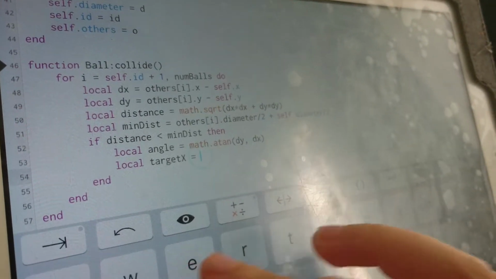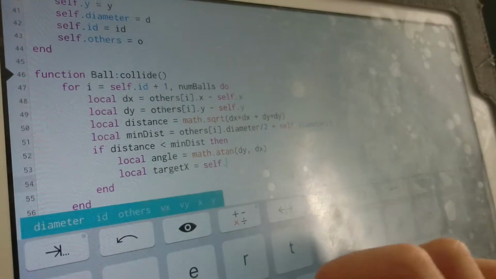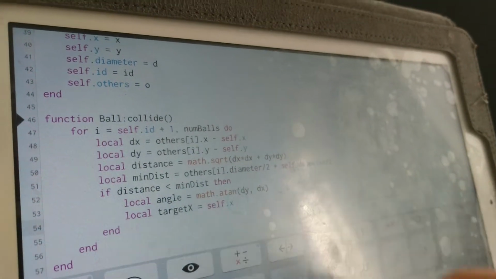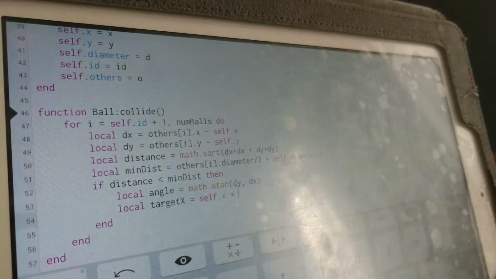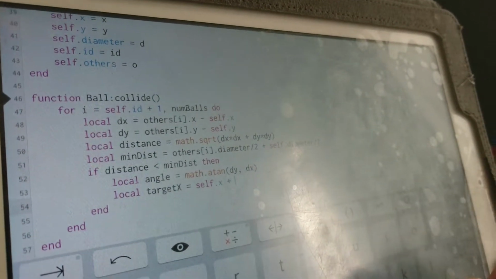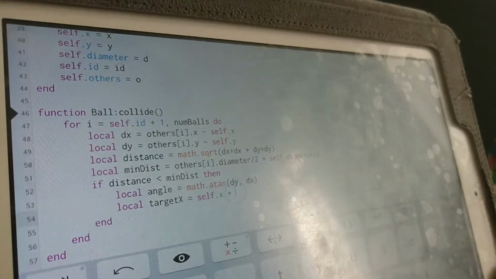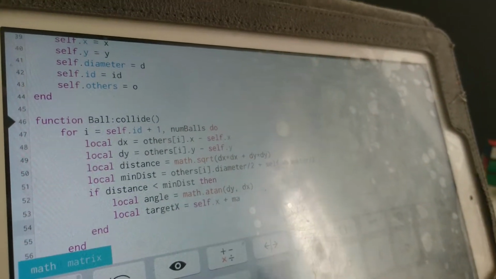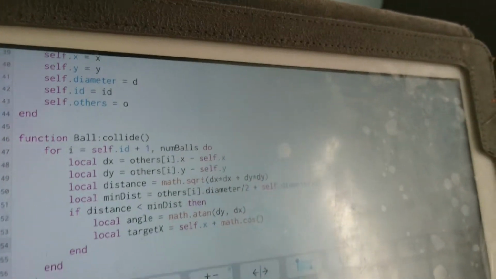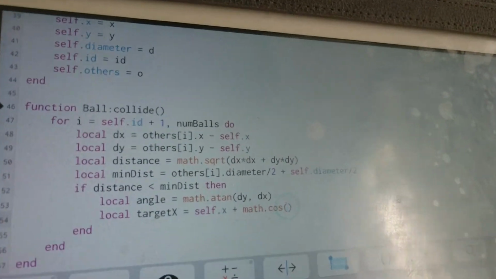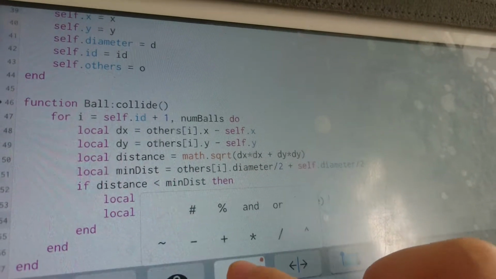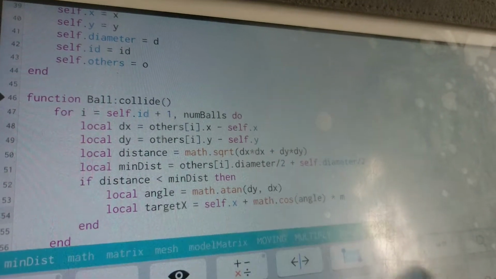Wait. I always make that mistake, it's self dot x plus cos, this is the x it's relative to, plus cosine of the angle times the minimum distance.